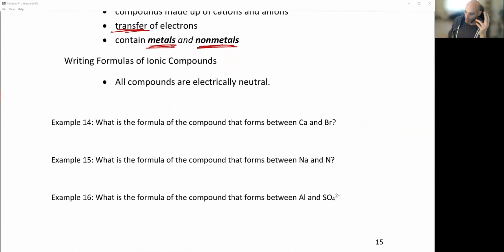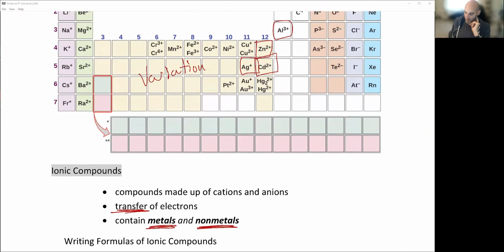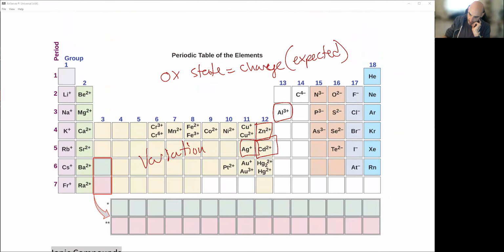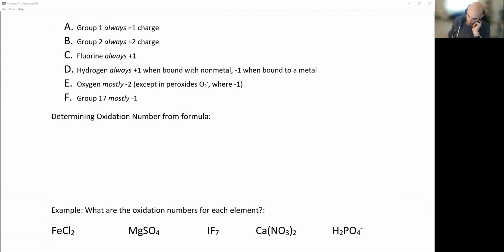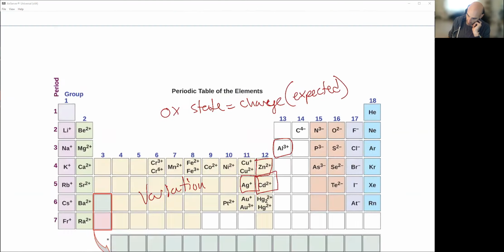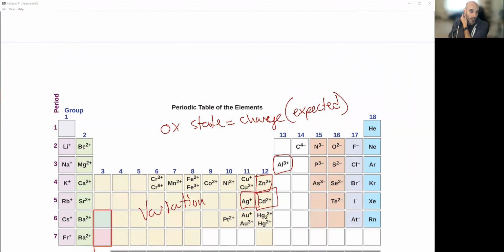So all compounds are electrically neutral. What is the formula for the compound between calcium and bromine? If we look back at our table here, we see that calcium forms a 2+ and bromine forms a 1-. So actually, you know what? We are going to do these in class as well. And then we're going to talk about oxidation states in class. I think that'll be a good exercise to do in class.